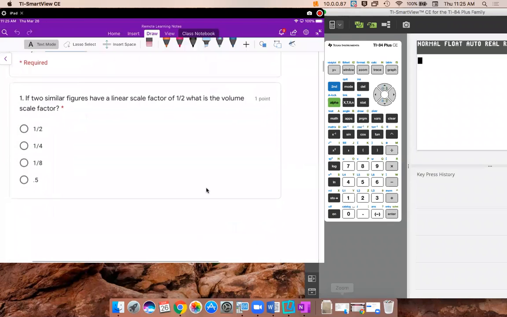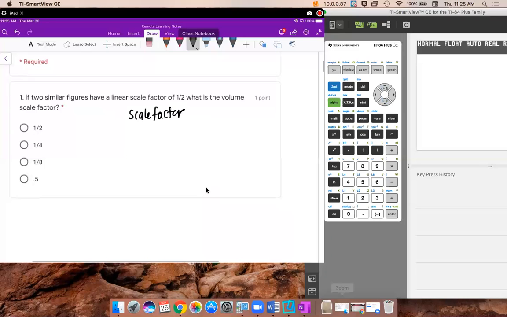Okay, so question number 1 said, if two similar figures have a linear scale factor of 1/2, what is the volume scale factor? In this one, we just have to remember that if we have a scale factor, the area and the volume don't change the same way as the sides do. In order to get how the volume changes, we take that scale factor and we cube it, and that gives us our volume scale factor. So if we had a linear scale factor of 1/2, we're going to cube it. So 1/2 cubed becomes 1/8. So the volume scale factor is 1/8, and that's what it's changing by.